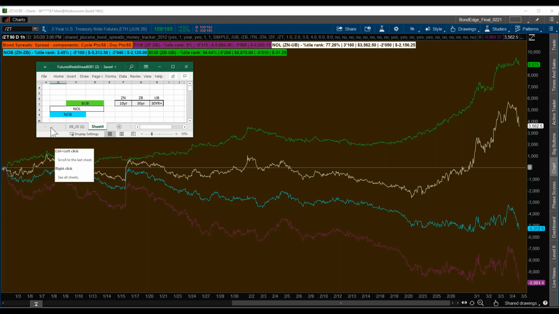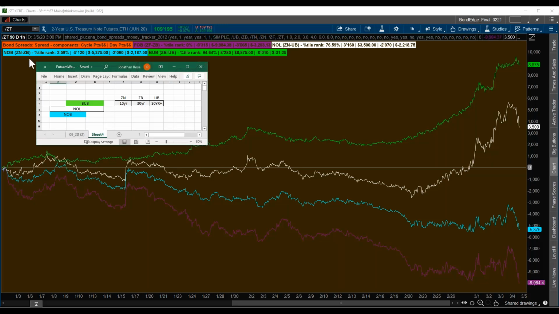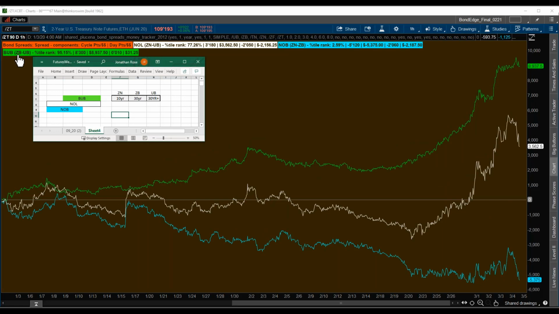It's the same thing over and over again. This time I'll use the spreadsheet. BUB, ZB against UB: 10-year, 30-year, 30-year plus. The BUB is ZB UB. The null is the white, and the knob is the light blue. The null is the difference between 10-year and 30-year plus, so it's ZN against UB.